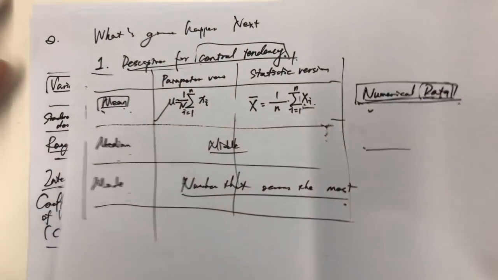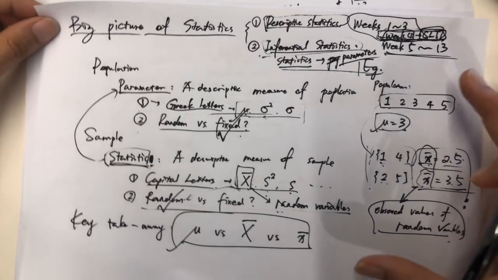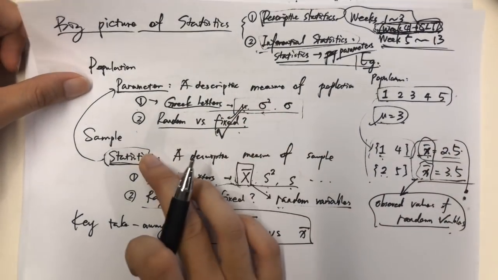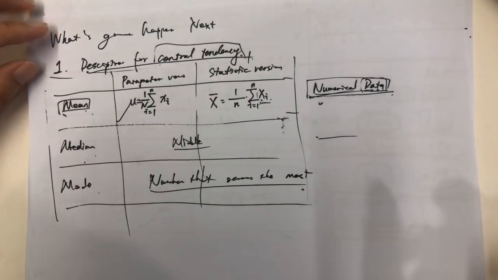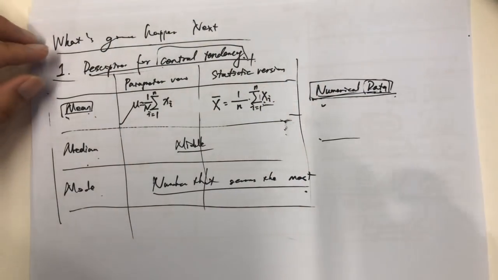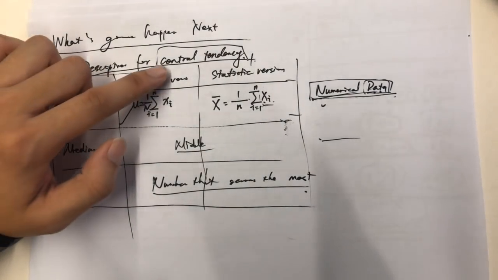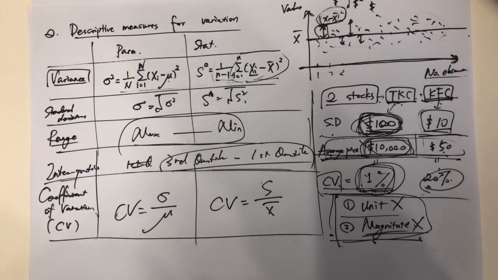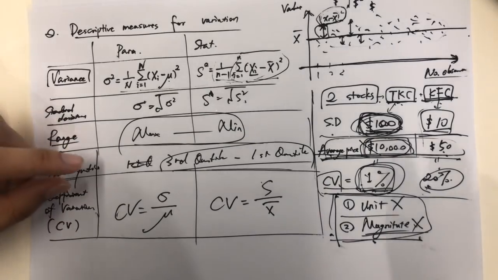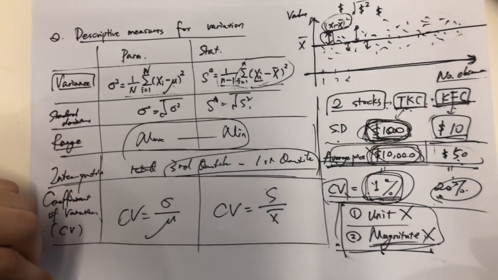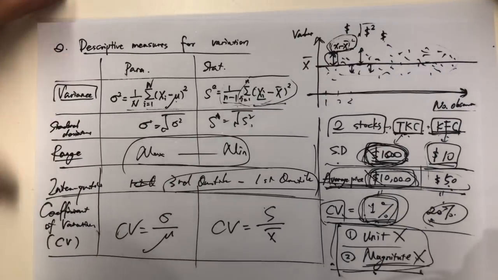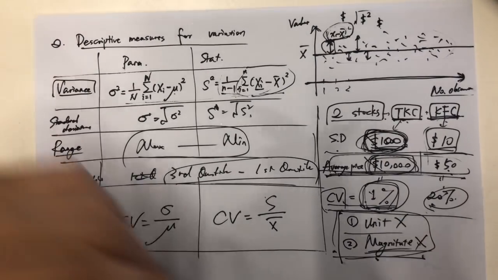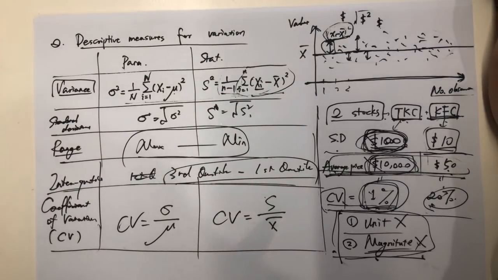Okay. So far we've covered the big picture of statistics. We get to know the parameters and statistics, and then in the next part we covered the discrete measures for central tendency as well as the discrete measures for variation. So if you're happy with both of them, let's have a little break now and let's look at some questions from our audiences.